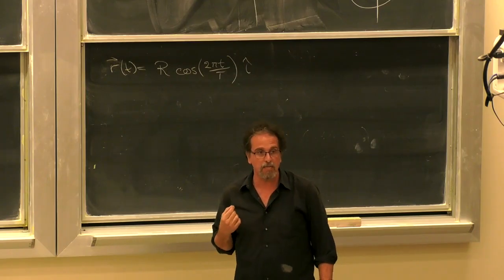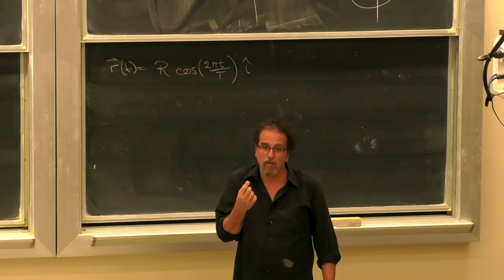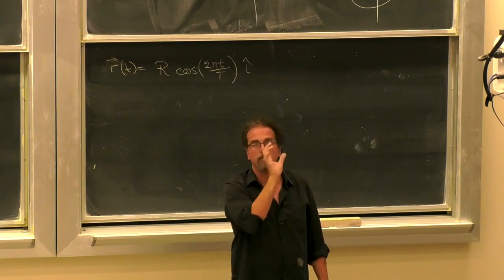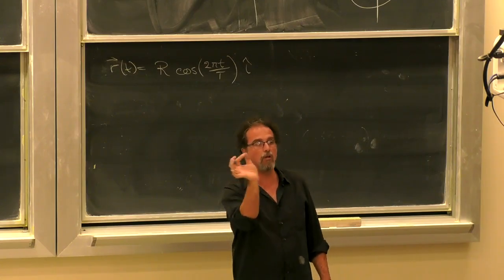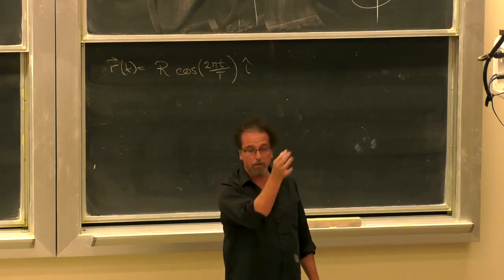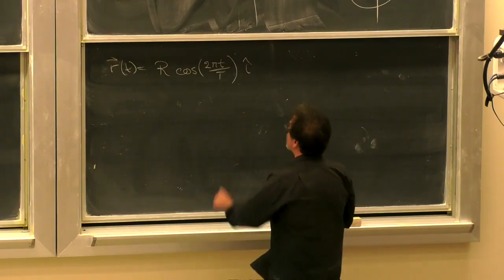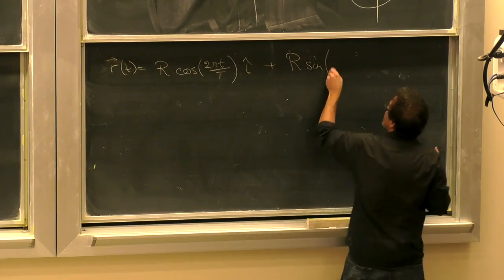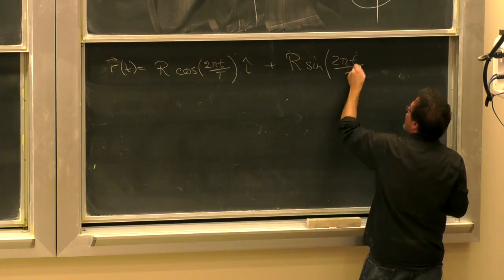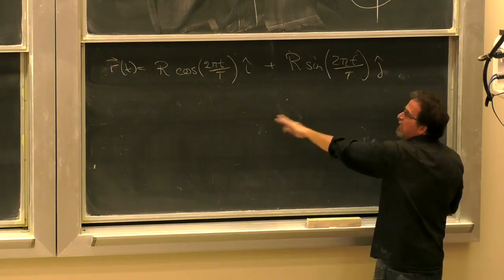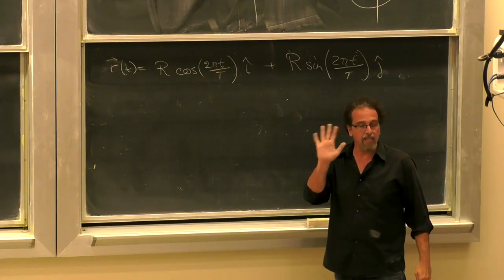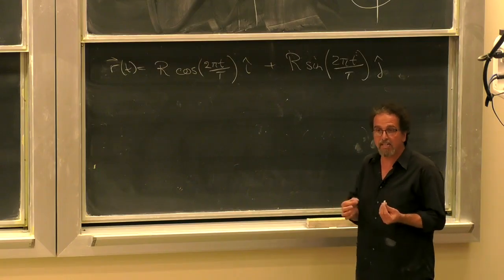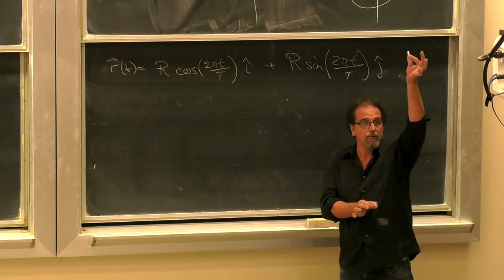When little t is equal to capital T, cosine goes from 1 at t equals 0 all the way back to 1. So it executes one period. That's called the period. Okay? Plus R times the sine of 2 pi little t over capital T, j hat. That is the circle. But to that, I have to add a line that goes straight up. Okay?